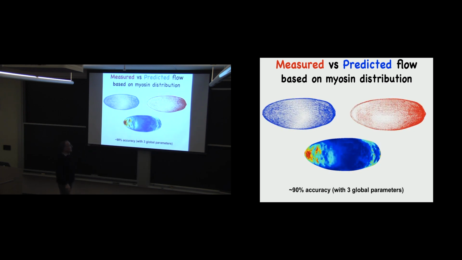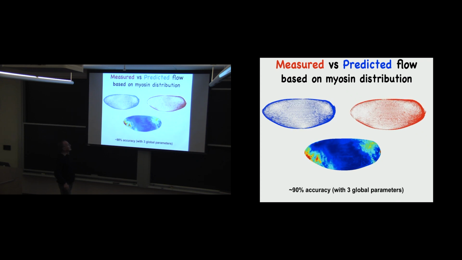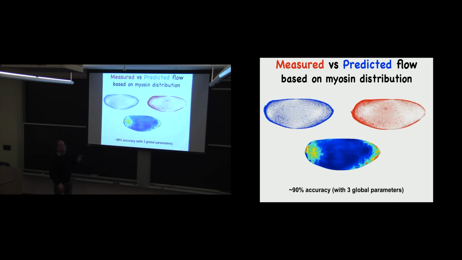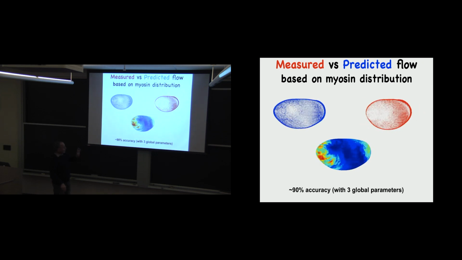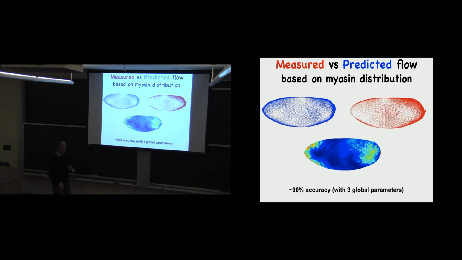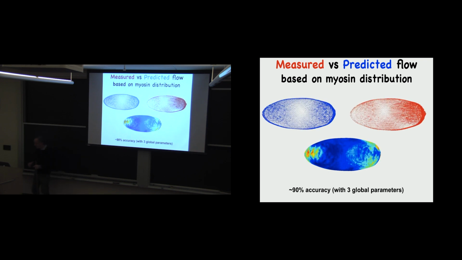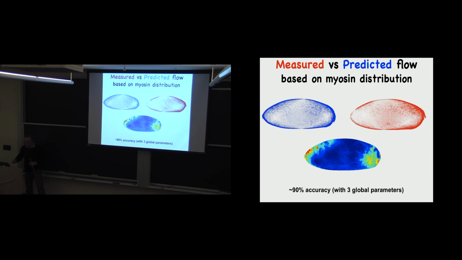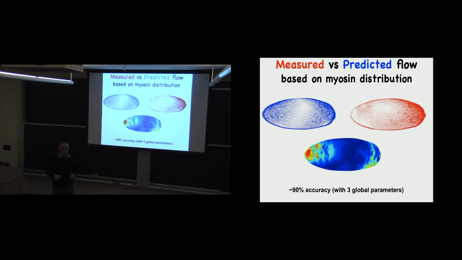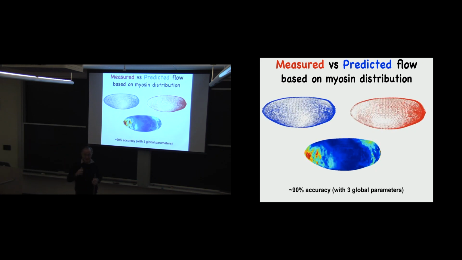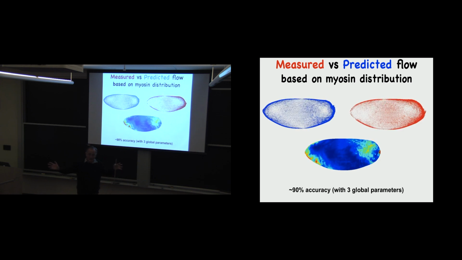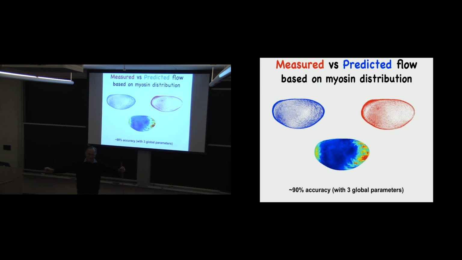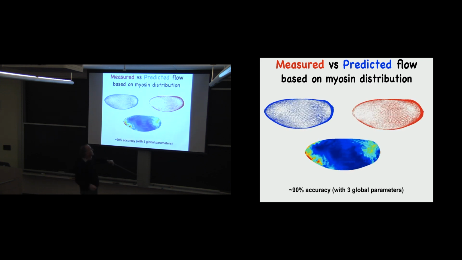And the bottom line is, with 3 global parameters, you achieve of the order of 90% accuracy. And how did you adjust the parameters? So you just fit. But this is right. This is one parameter per image, right? You compare.